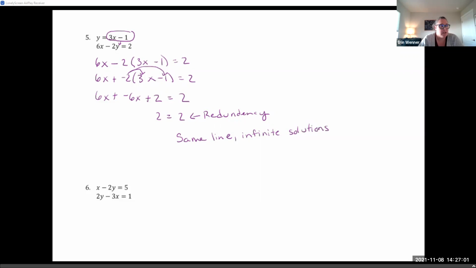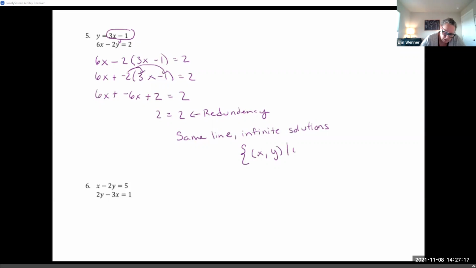And then remember, in my math lab, along with that infinite solution option, if you're choosing that as your answer, it's going to have your answer written in set notation, where it says it's the set of x, y's, or the set of ordered pairs x, y such that they lie on the line y equals 3x minus 1.